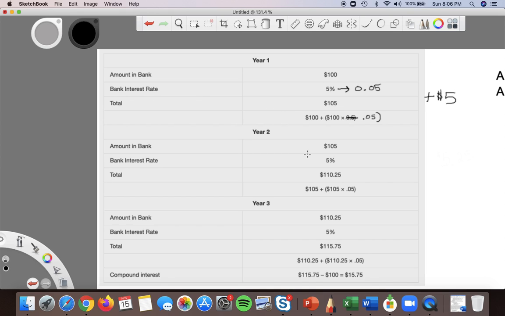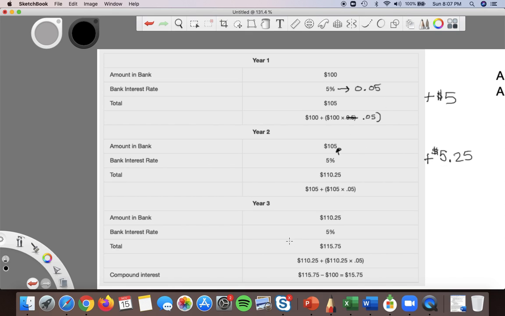Now, if you leave all that money in the account, at the end of the second year, you're going to have a balance of $110.25. So your balance went up, but it didn't just go up by $5. This time it increased by $5.25. So it increased even more than it did the first year. The reason that happened is you earned 5%, not just on the principal, $100, but you also earned 5% of this extra $5 that was earned from the first year.